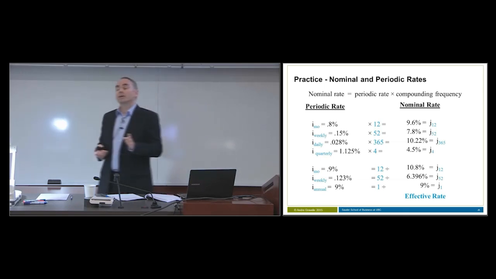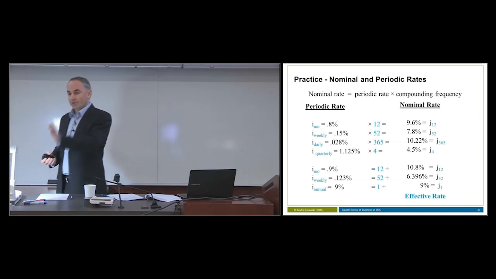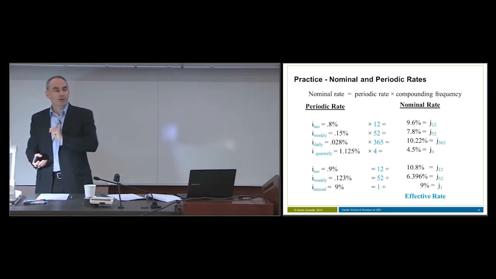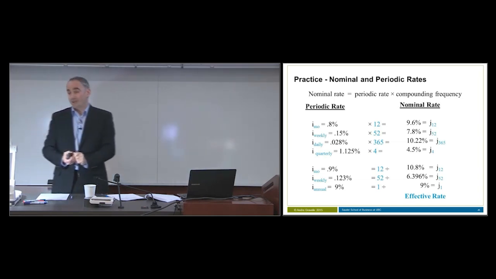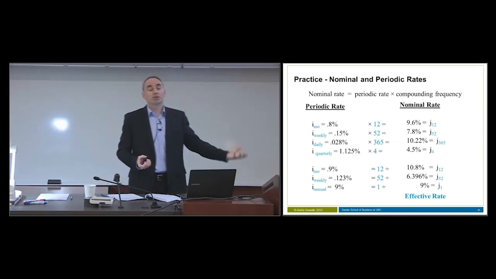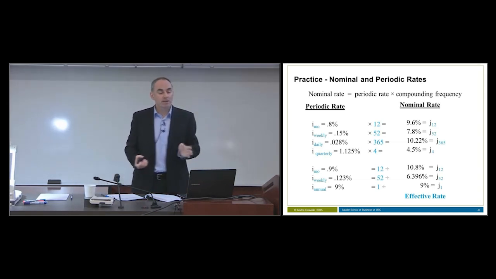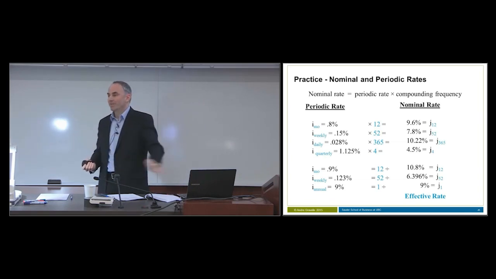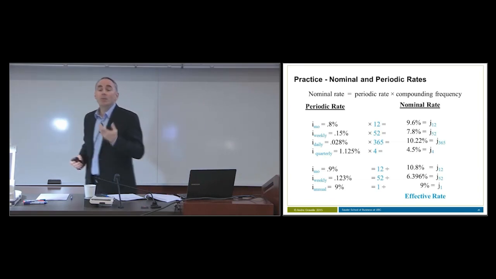So you have to be comfortable taking periodic rates, changing them into nominal rates, using those in our calculator, or getting a nominal rate as an answer, and changing it into a periodic rate because that might be what the question is asking us for. It's easy. One is simply multiplying by the periods, the other dividing by the periods. Nothing too complicated, but something we have to know.